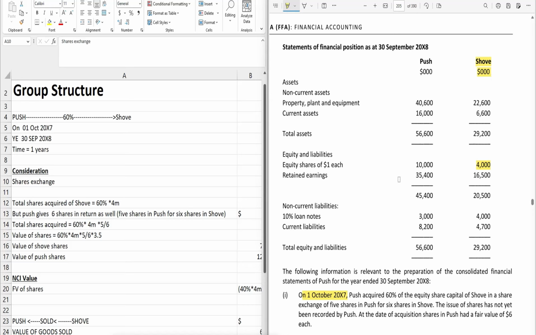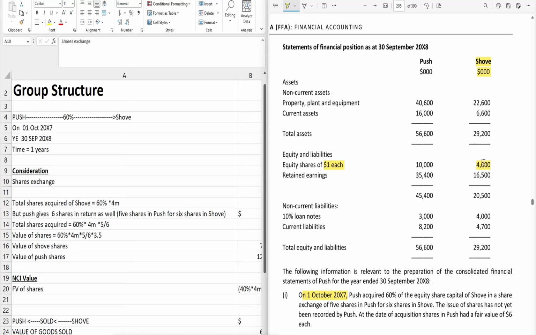Okay, now we need to find out the number of shares of SOV, right? So share capital value is 4,000, and each share's nominal value is 1. This is also where students make mistakes. Sometimes they blindly assume that the nominal value or the fair value of each share will be 1, but in some cases it will not be the same. There might be 1.5, 2. So please look at least one time at what the fair value is.